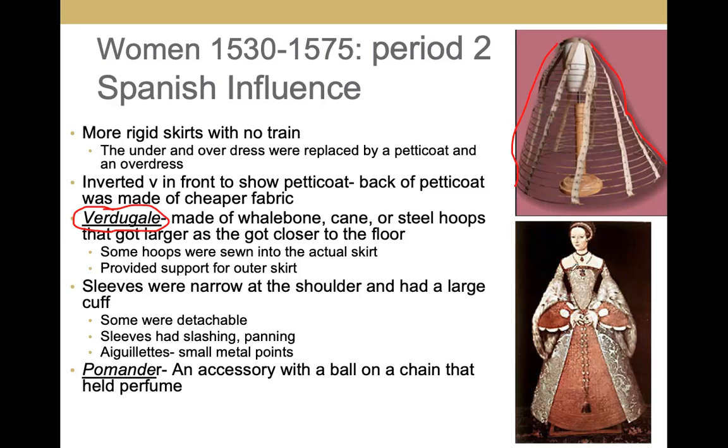At this time, the sleeves were pretty narrow at the shoulder, and then they got big towards the cuffs. Sometimes they were detachable so they could switch them out, and sometimes women's sleeves also had slashing or painting on them. Also at this time, women would carry a pomander. So a pomander was a kind of accessory. It was a metal ball on a chain, and they would hold perfume in it.